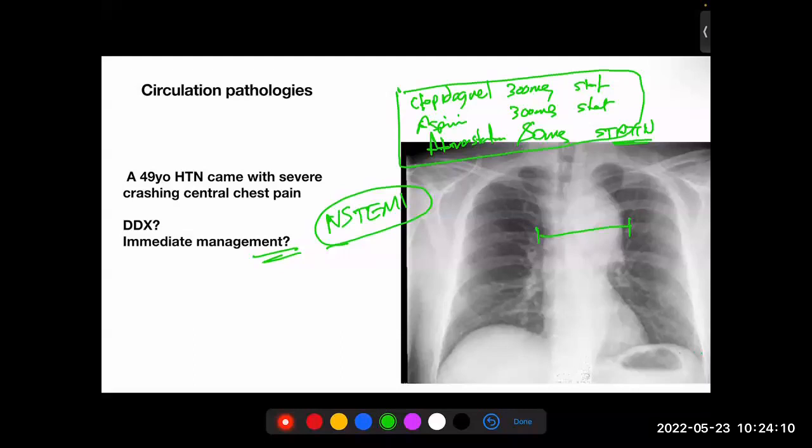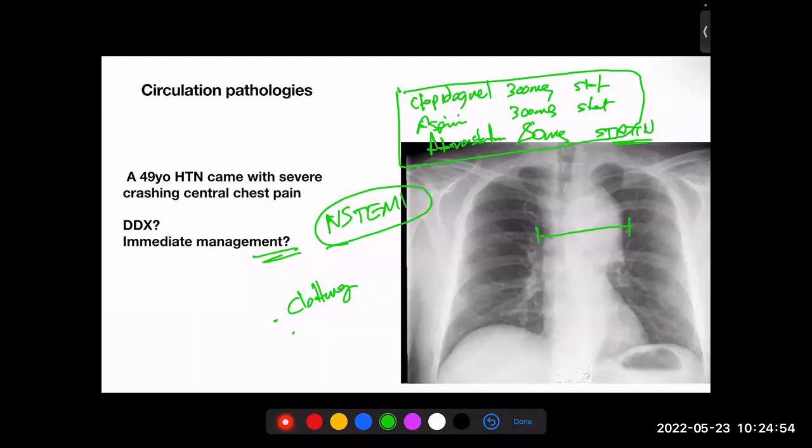What happens when you give a patient aspirin? Why do you give a patient aspirin? To prevent them from clotting. Why do you give a patient clopidogrel? Clopidogrel is an antiplatelet, and aspirin is an antiplatelet. This patient is having aortic dissection. If we give those medications, what exactly are we doing? The patient will bleed more.